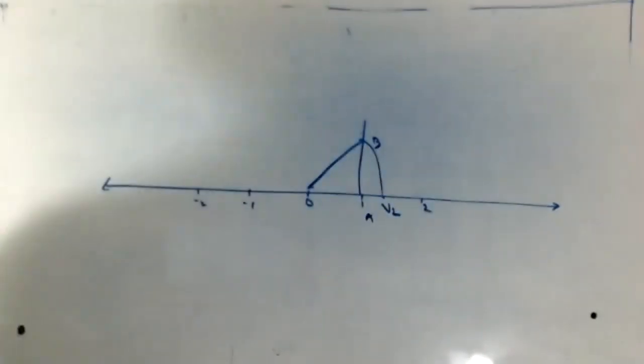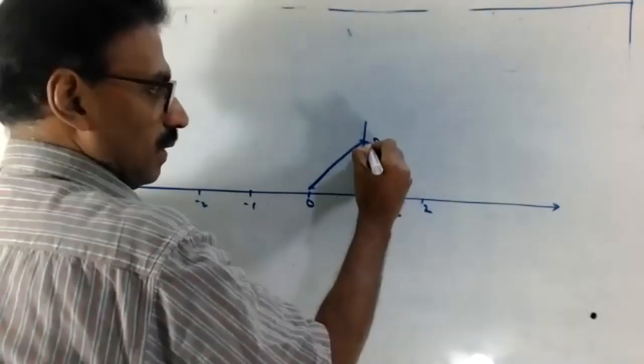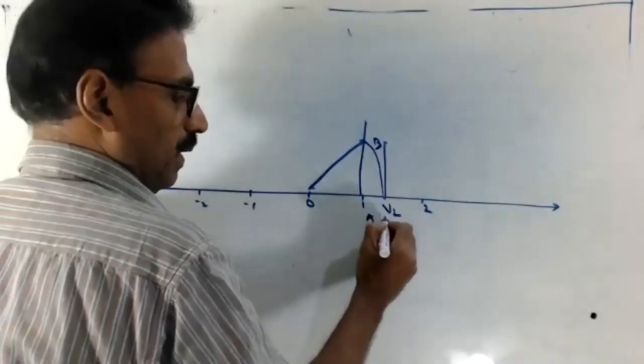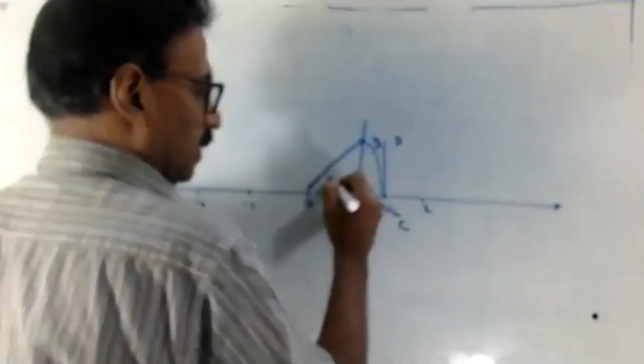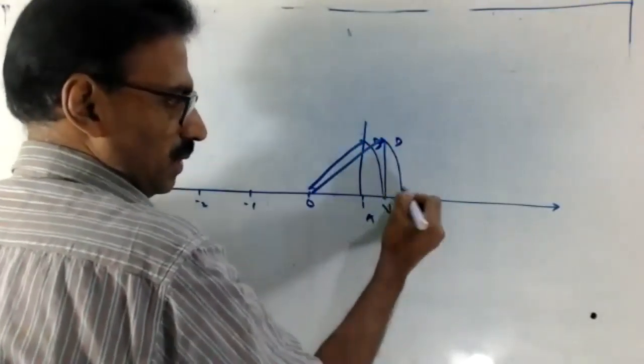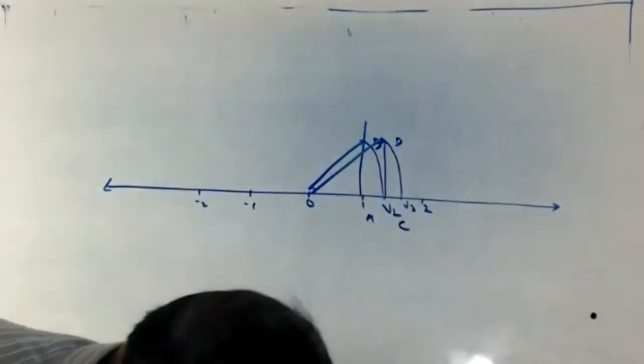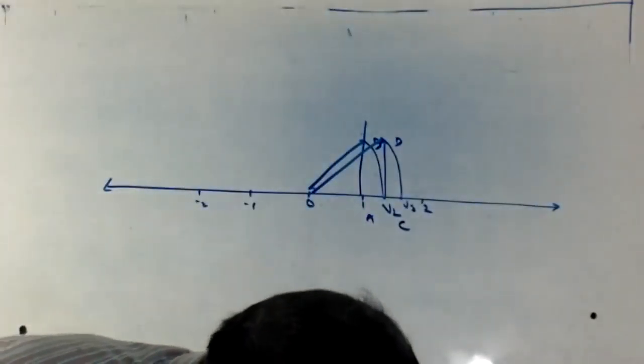Again you draw a perpendicular here, 1 unit. Almost equal here. A, B, C, D here. Join OD. Then draw again. That means this is root 3. Okay, draw first. You can try now.